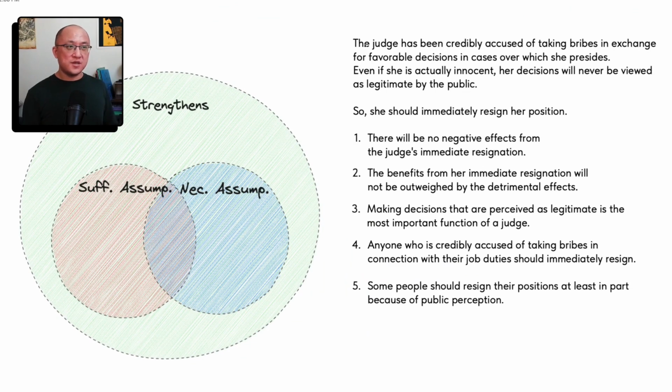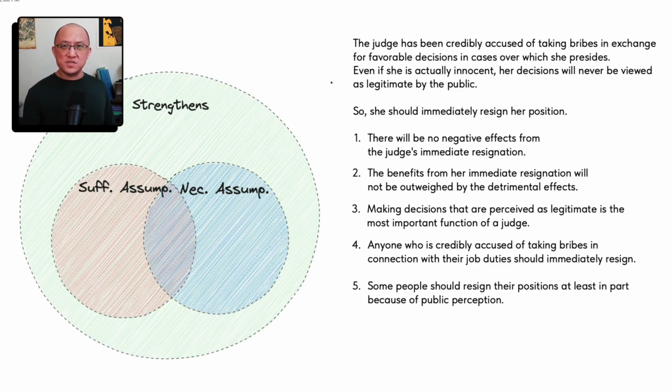Here we're told the judge has been credibly accused of taking bribes in exchange for favorable decisions in cases over which she presides. Even if she's actually innocent, her decisions will never be viewed as legitimate by the public. Here's the conclusion. So, she should immediately resign her position.